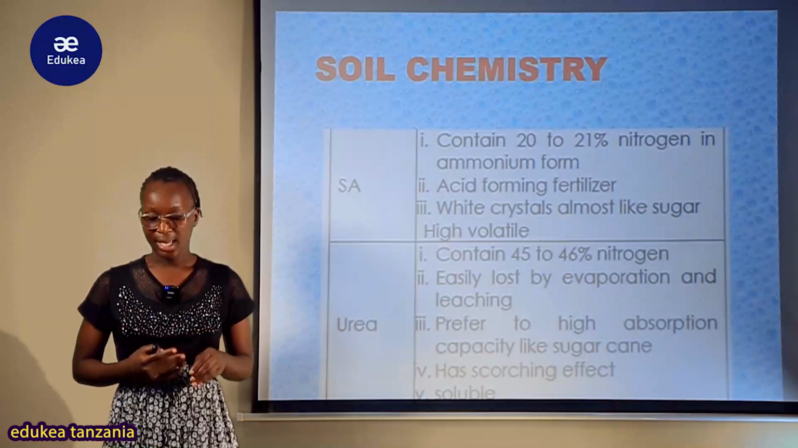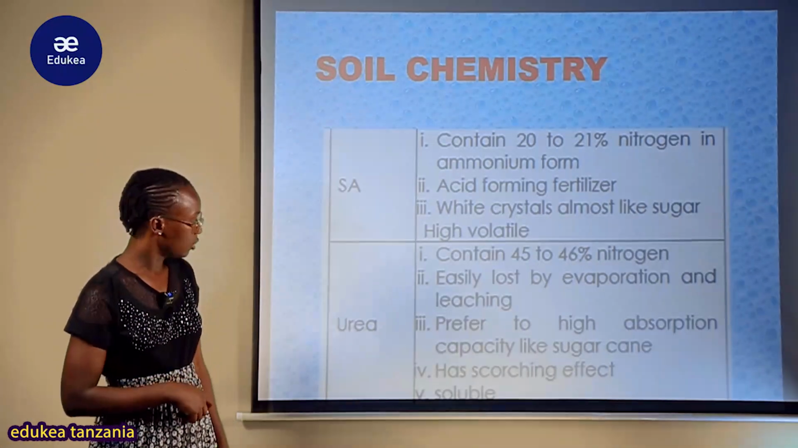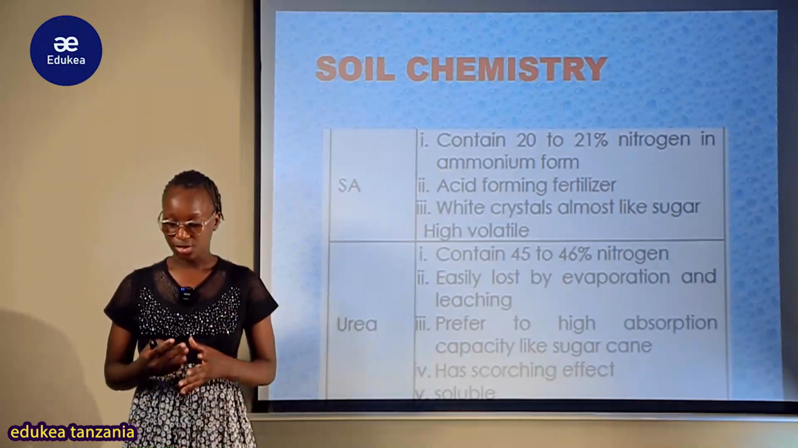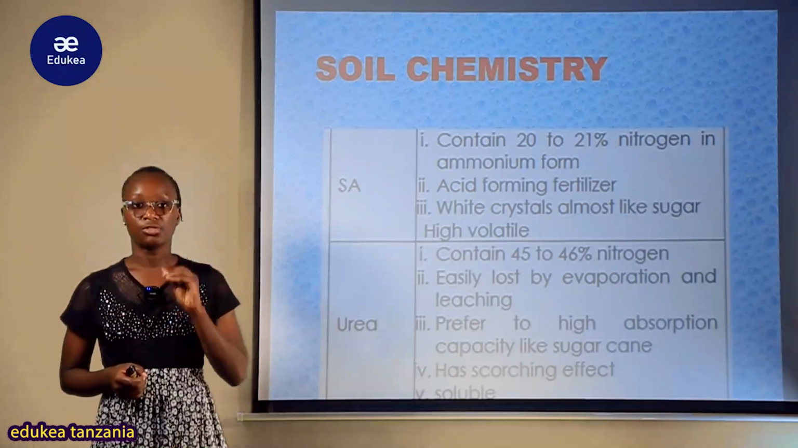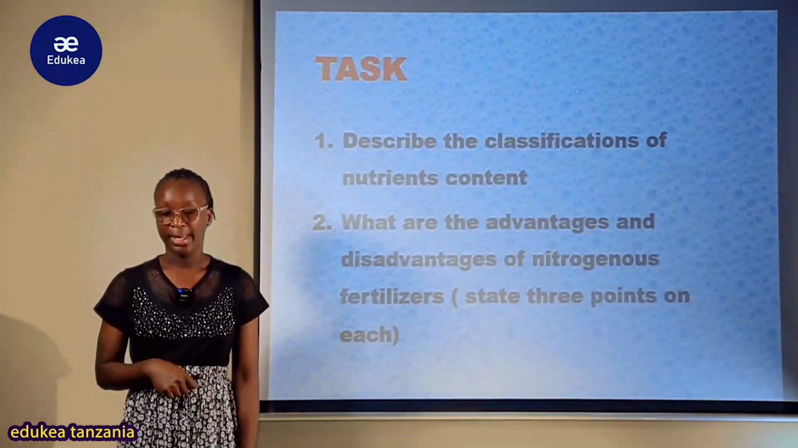So you can see this kind of urea how it is. It also has a scorching effect. Pia vile vile ina scorching effect, lakini kingine ni kwamba ni soluble. It is very soluble kama tulivyoona kwenye calcium nitrate.